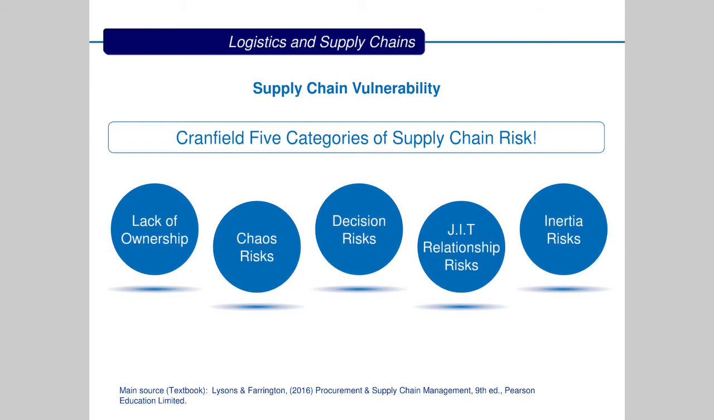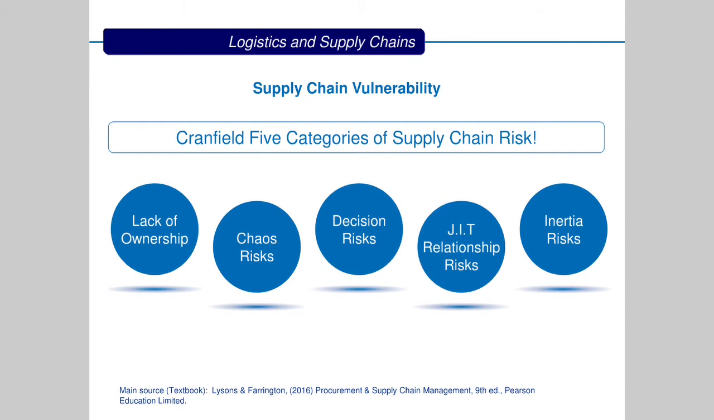Similarly, Cranfield has given a concept of 5 categories of supply chain risks. The first is lack of ownership. When you are a partner, when you work in a chain, it happens in a family also, when you don't own certain things, you pass on the blame to others. Similarly, in the supply chain, organizations may blame the supplier for some mishap, or the supplier may blame its supplier, or the organization may blame customers. So that is a lack of ownership sort of risk.